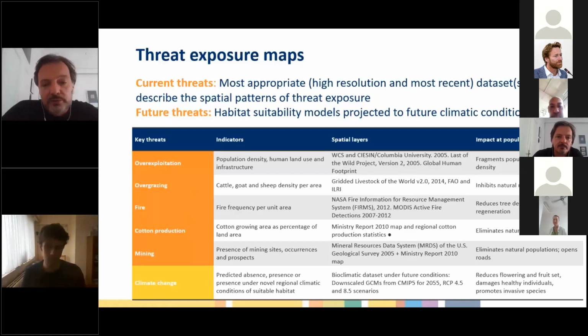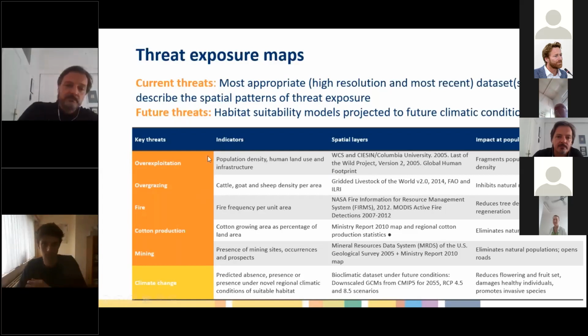And for the current threats, we start looking for the most appropriate, in the sense of the highest resolution and most recent data set, able to describe the spatial patterns of the threat exposure throughout the whole study area. So in my case, it was the national boundaries of Burkina Faso. In the case of Tobias, it was the dry forests in Peru and southern Ecuador.